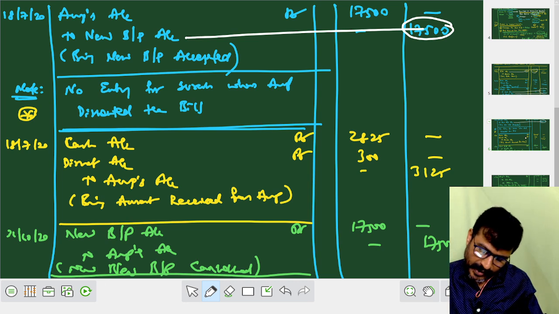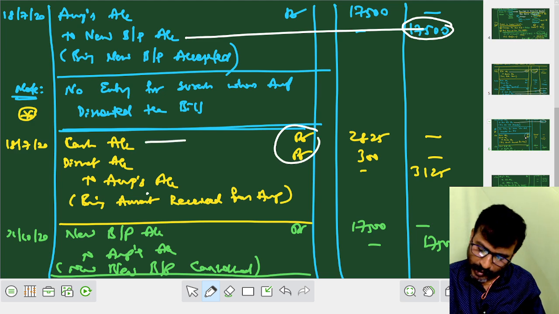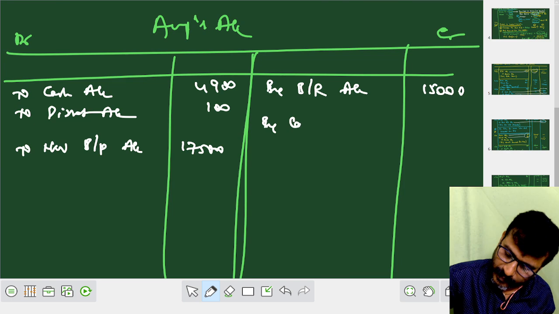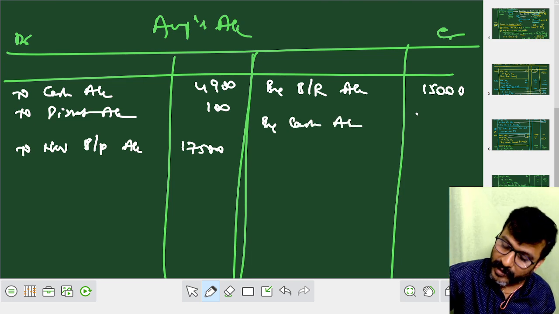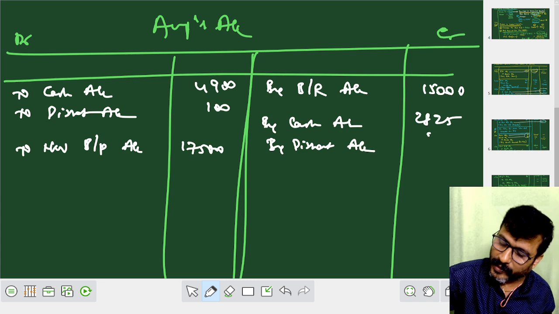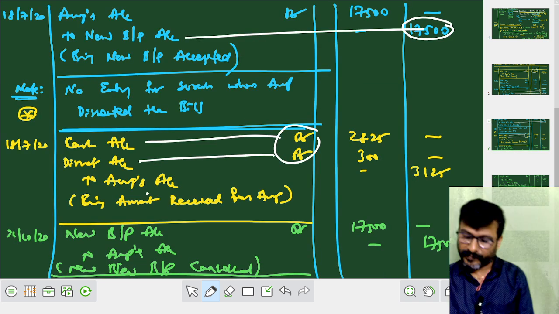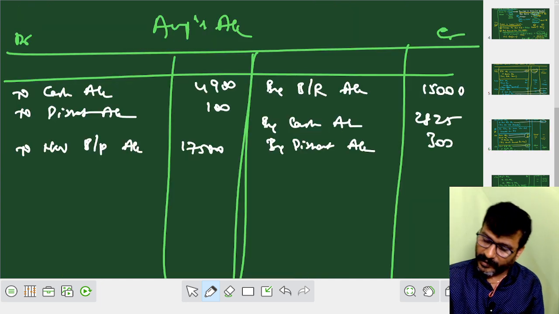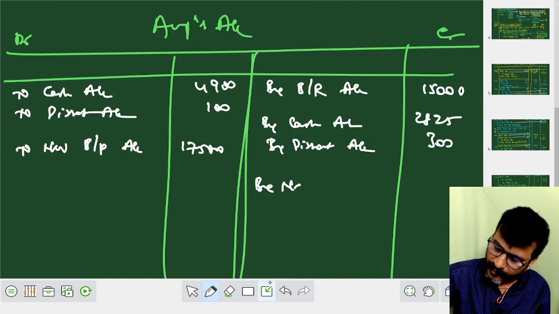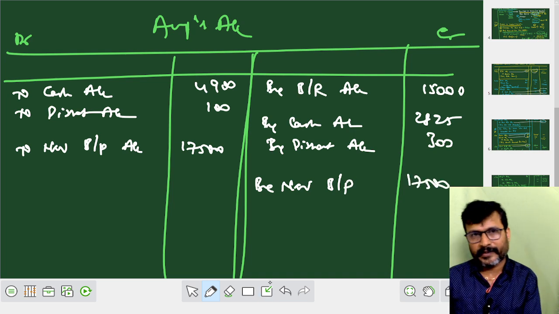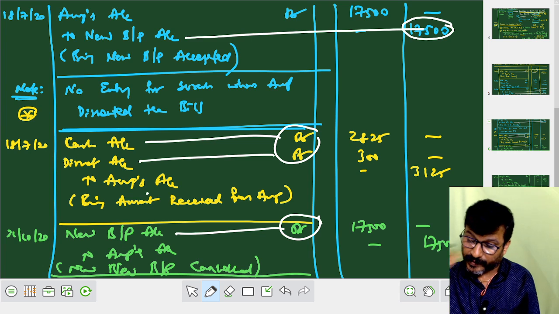Okay, fine. बाद में no entry. Cash account debit, discount account debit to Anup. Both are in the debit of journal. So it goes to the credit side of ledger. By cash account 2,825. By discount account as rupees 300. Next, new BP to Anup. New BP is in the debit of journal. So it comes to the credit side of ledger. New BP as 17,500. Okay. Just go through the next one.